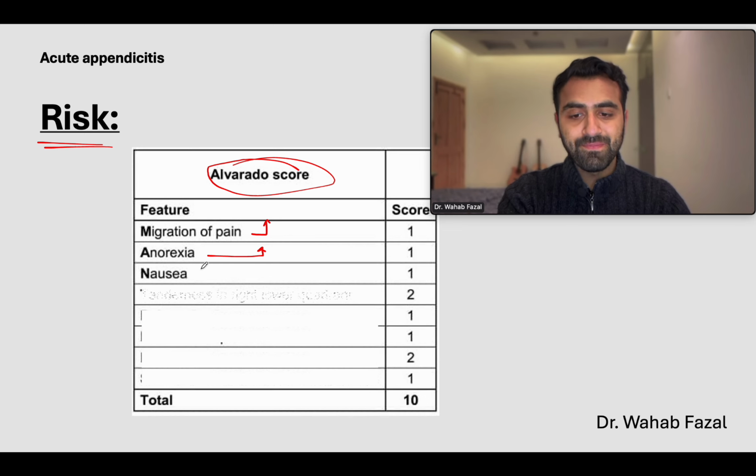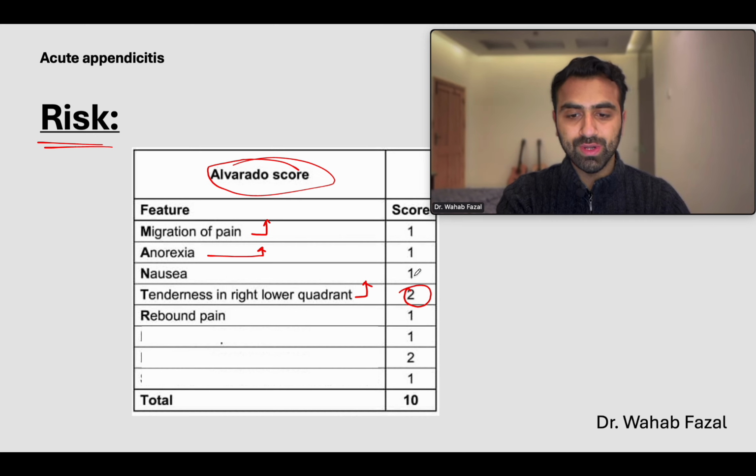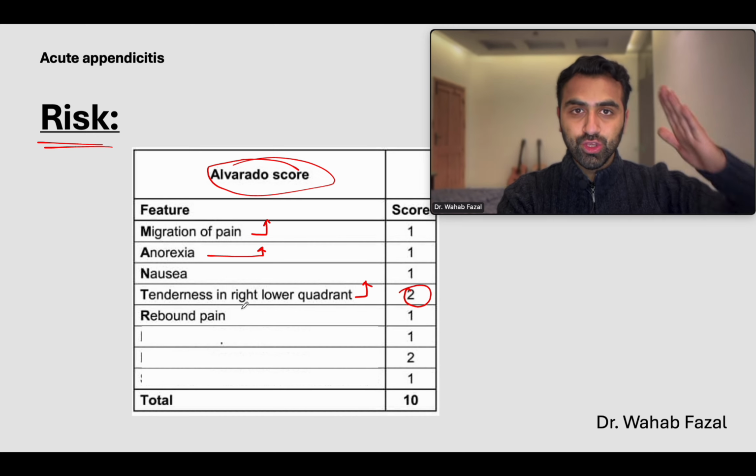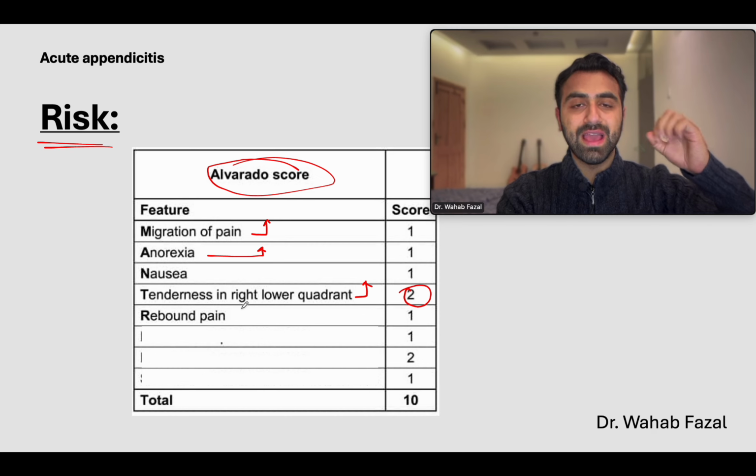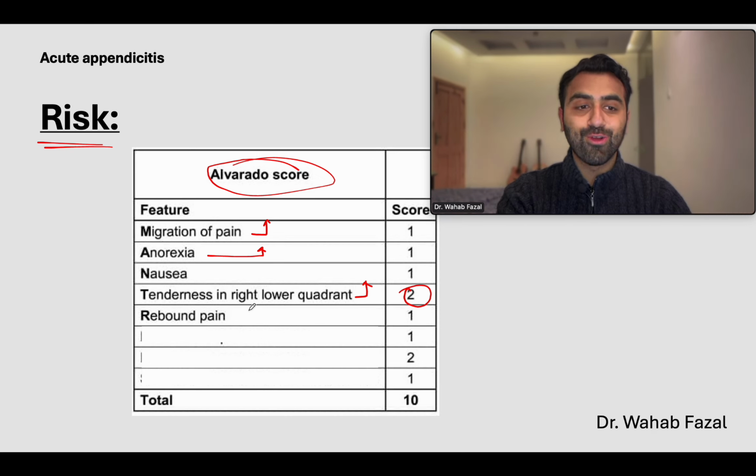You have nausea, and then you have tenderness in the right lower quadrant, and this adds 2 points to the total. Then you get rebound pain. Again, you push in, and then as soon as you leave, this causes the patient pain.